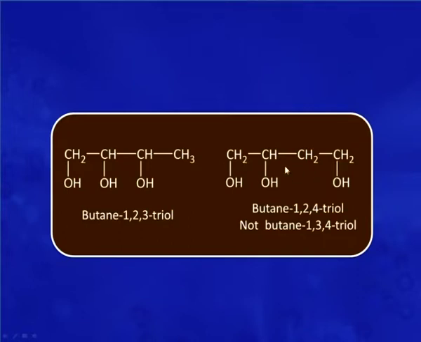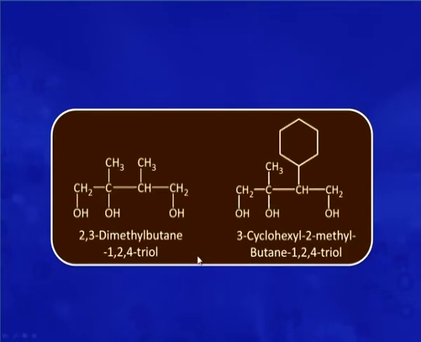So, the right name for the molecule is butane 1,2,4 triol and not butane 1,3,4 triol, because the minimum number is assigned to the substitutions. Here in this example also, we have 3 hydroxy groups present on a 4 carbon chain, but at positions 2 and 3 we have 2 methyl substitutions. So, the name given to the molecule is 2,3-dimethyl butane 1,2,4 triol.